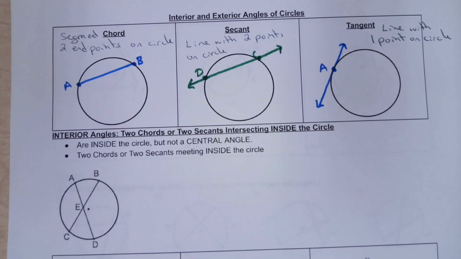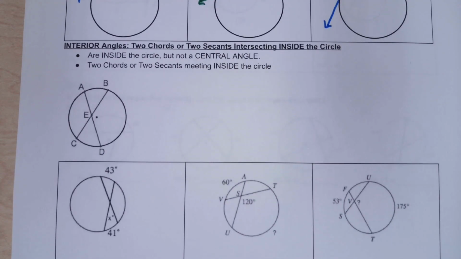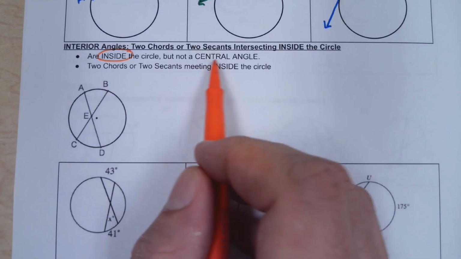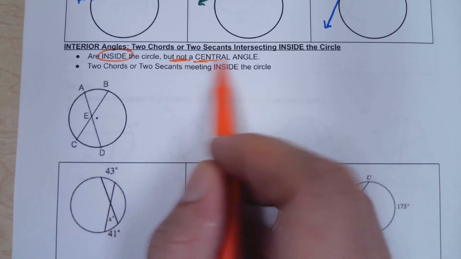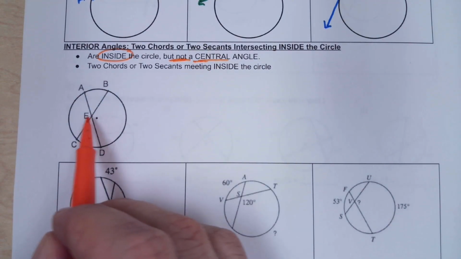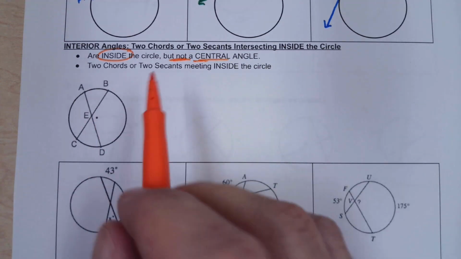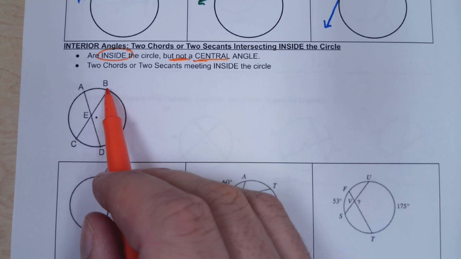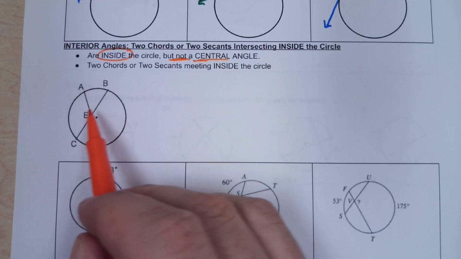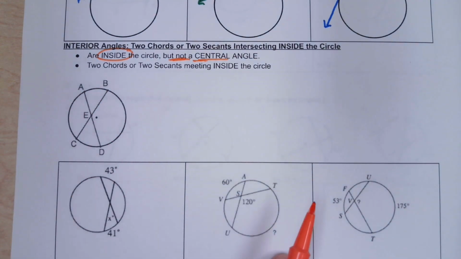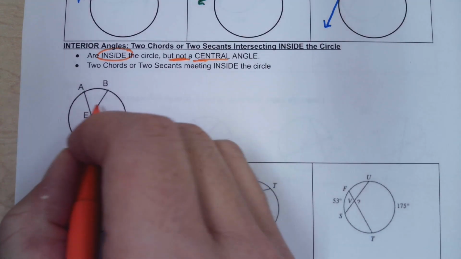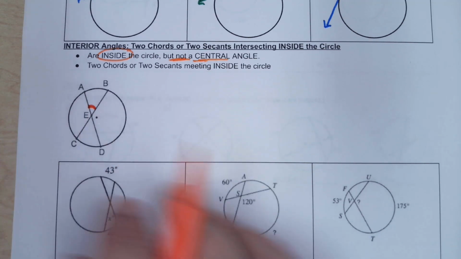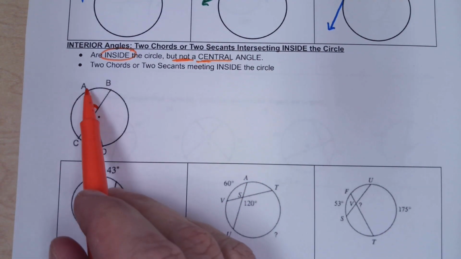Alright, so now to our angles. So interior angles. When you think interior, you need to think inside, but not at the center. So there's the center, and the angle is not at the center. This happens when two chords or two secants meet inside. So we've got a chord here and a chord there, and they cross and create this angle. If we wanted that angle, it would be called angle AEB.